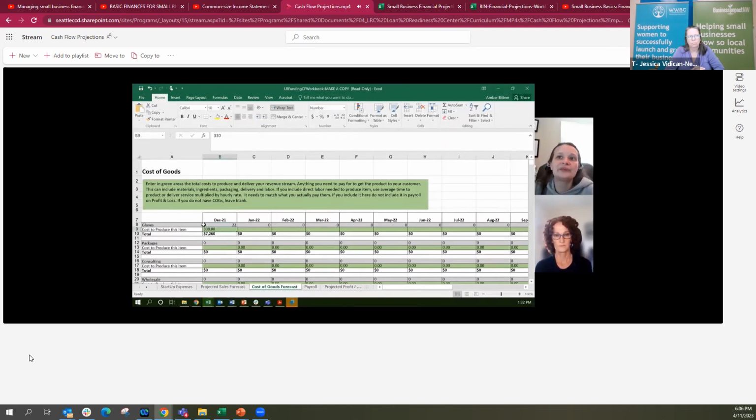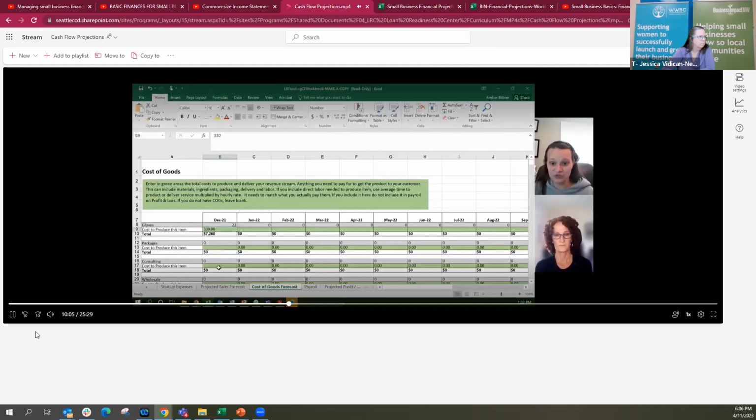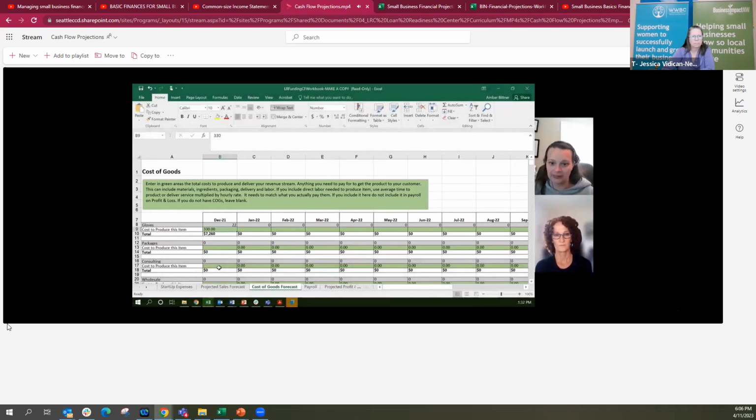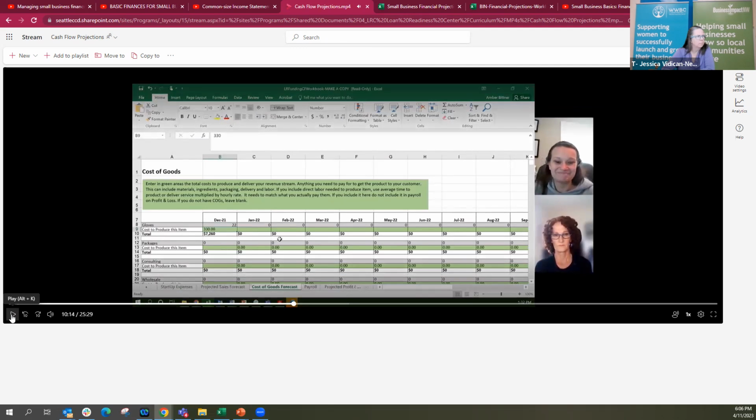When you're thinking about the cost that it takes to produce, this is when you're thinking about how much does it take to produce 1 unit of what you're doing, okay? So that's what you want to break down here within these sections. And again, the spreadsheet will automatically fill that in for you.